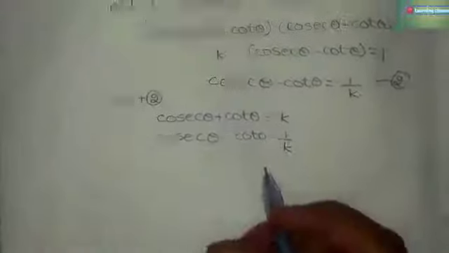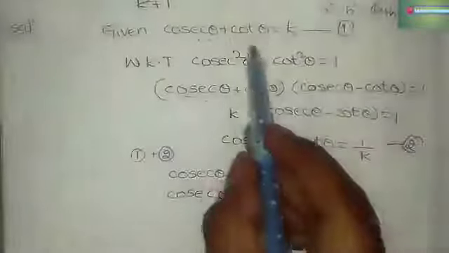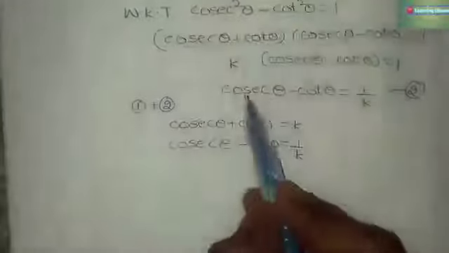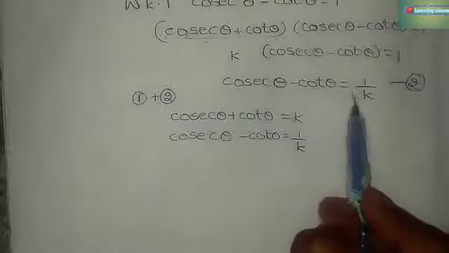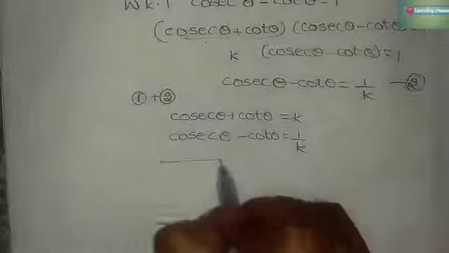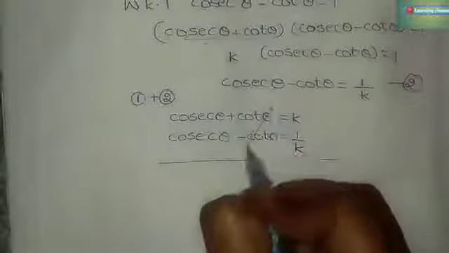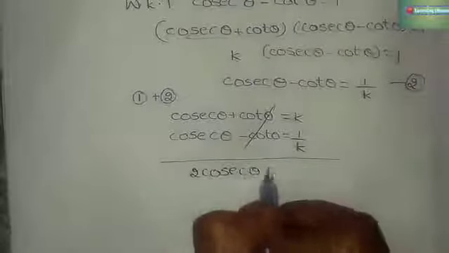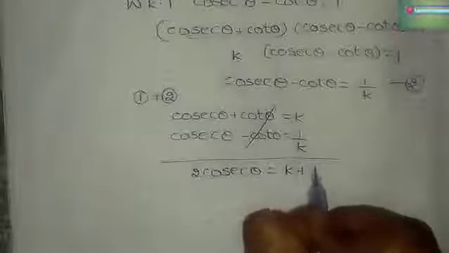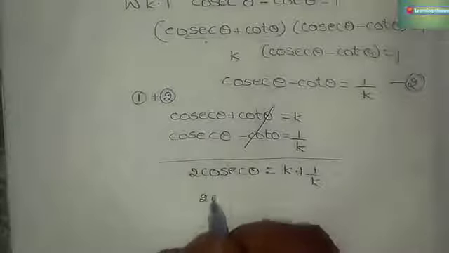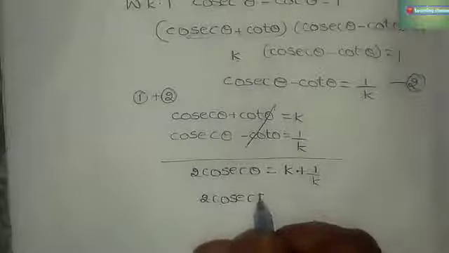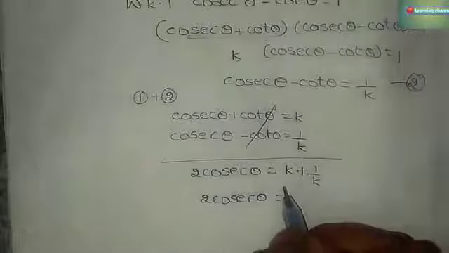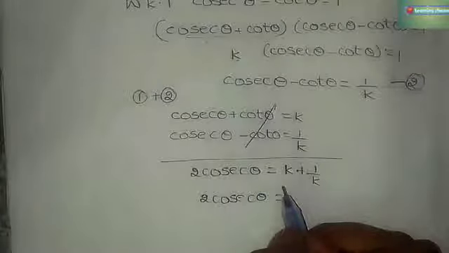So 2 cot theta is equal to k minus 1 by k. 2 cot theta is equal to, taking k as LCM, k square minus 1 by k. So from this, cot theta is equal to k square minus 1 by 2k, here the 2 is multiplying. When it goes to this side, it will divide. So we got the values of cosecant theta and cot theta.